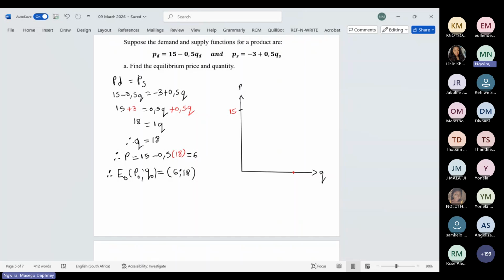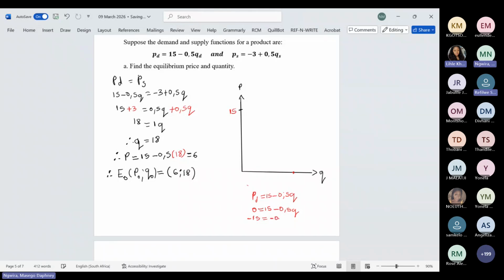Okay, let me just do this. So to find this point, I'm going to say, I wrote it somewhere, but I don't remember where. Okay, so it's 0. So this is P. Yes, 15 minus 0.5Q. And then I put 0 here. I forgot what we call this point. And then I solve for Q. Then I take this to the other side. 15 is equal to, what do we call it?